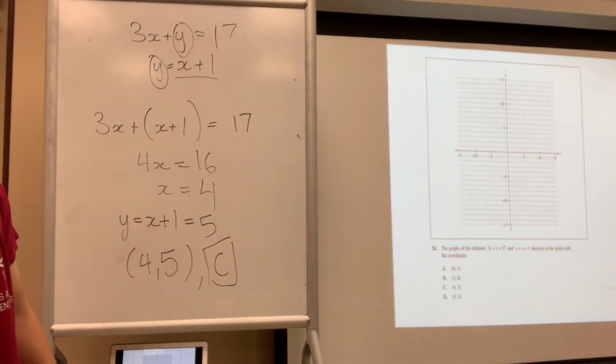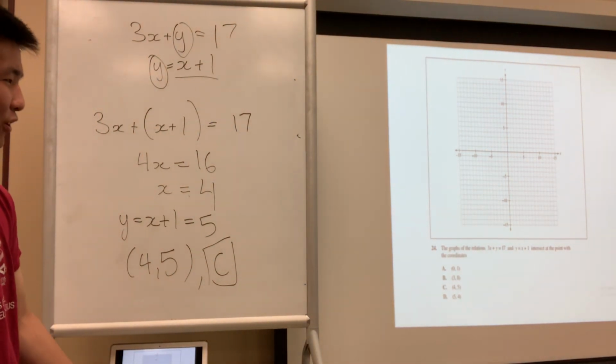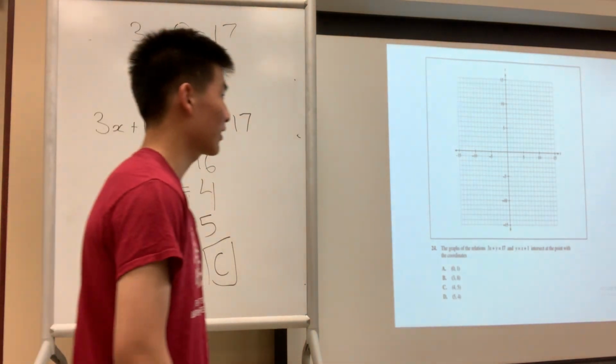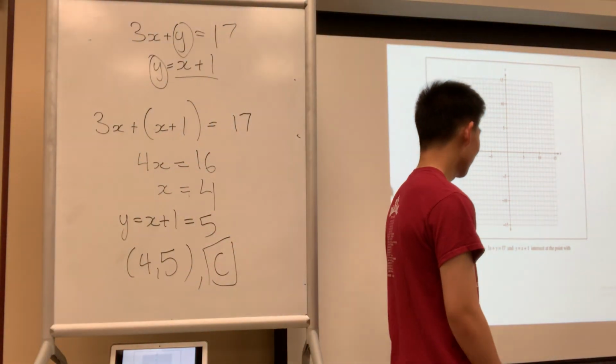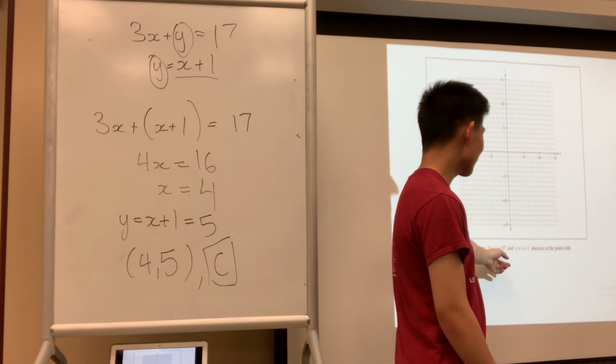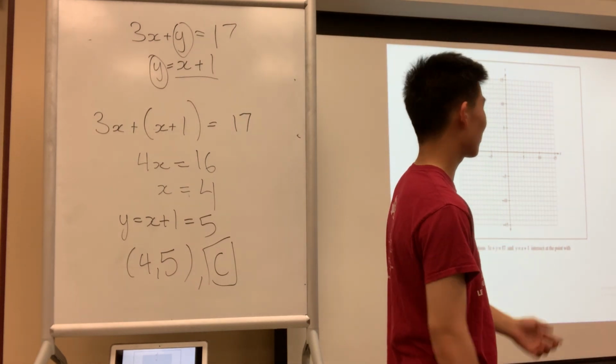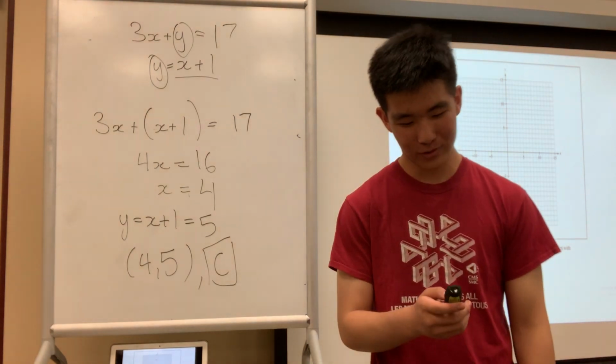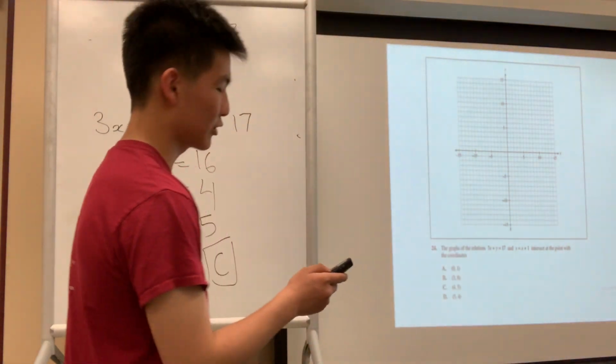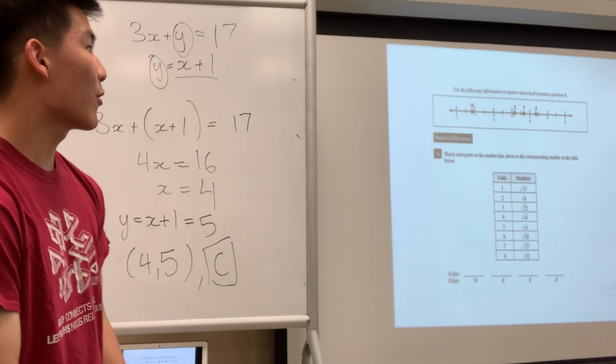They give you a huge chart, but to be honest, I wouldn't recommend graphing it. Notice that this is 17, so the y-intercept is already outside of the page. So I'd recommend just solving this algebraically. Okay.